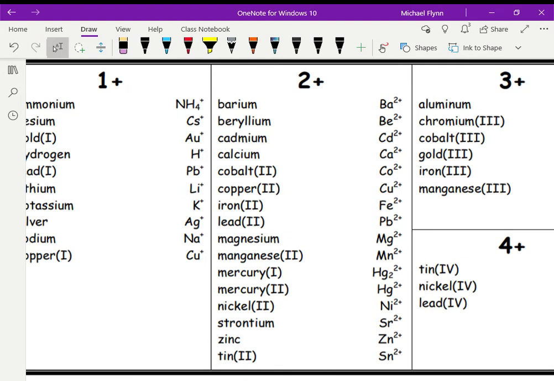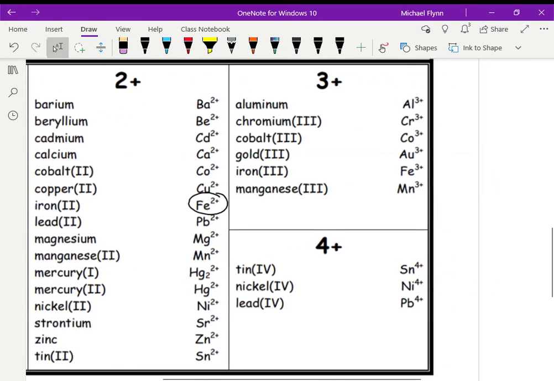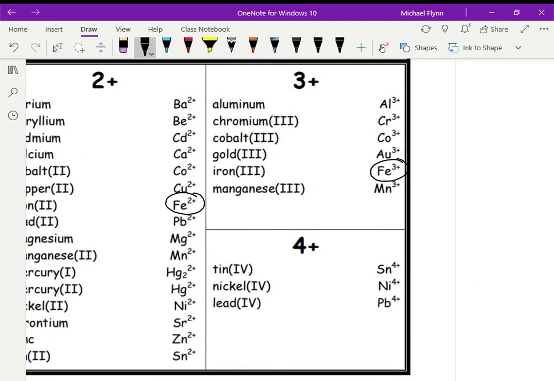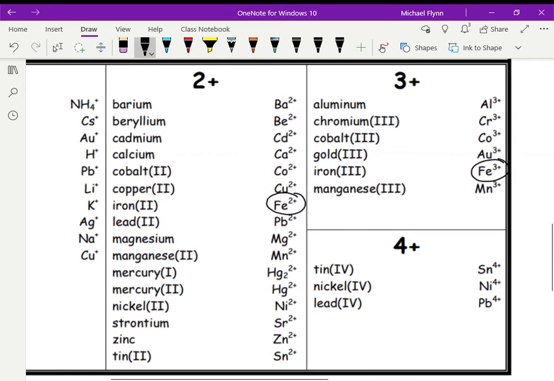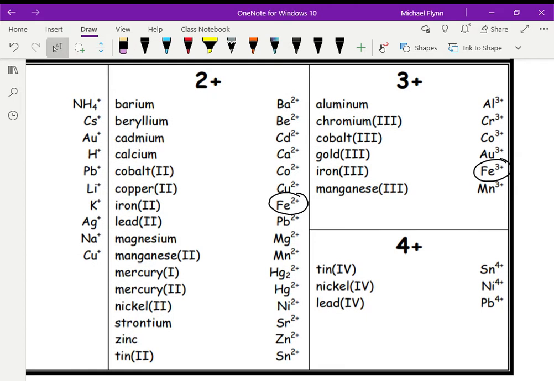Notice that iron comes in this version with 2 valence electrons, okay? But iron also comes in this version with 3 valence electrons. So there's 2 versions of iron, iron 2 and iron 3. Notice how we use the Roman numerals to tell you which one we have. So look at the name of iron 2. We always use Roman numerals for that. So iron 2 versus iron 3.